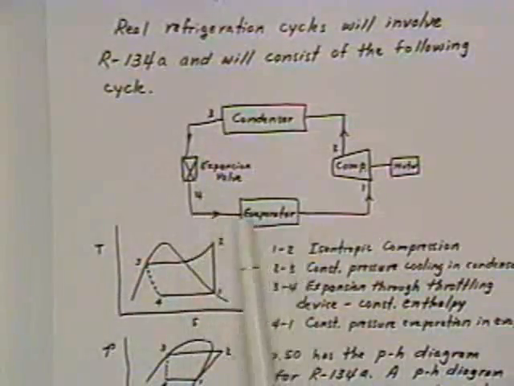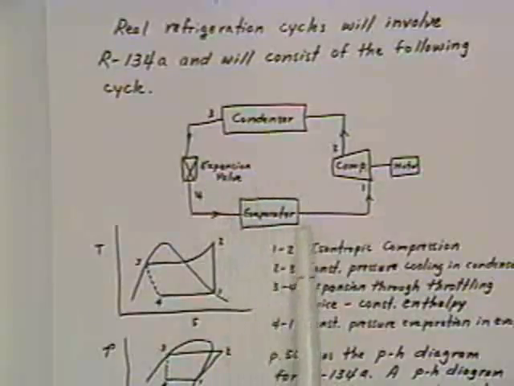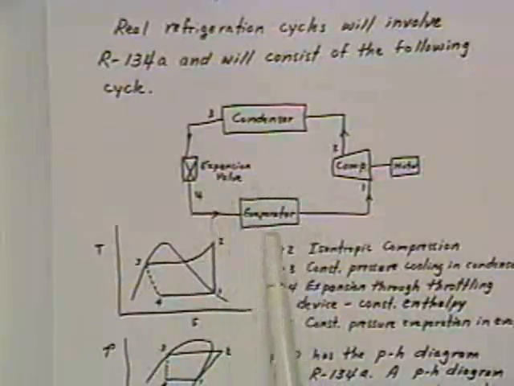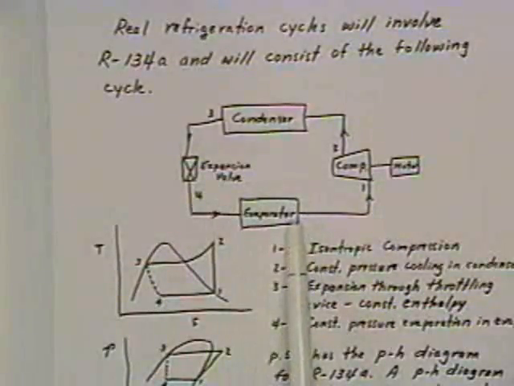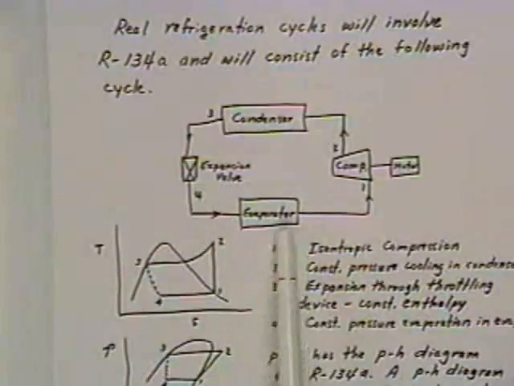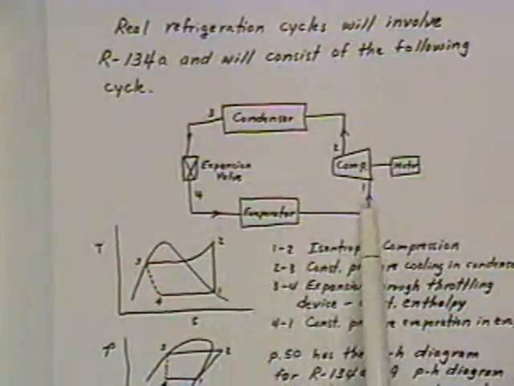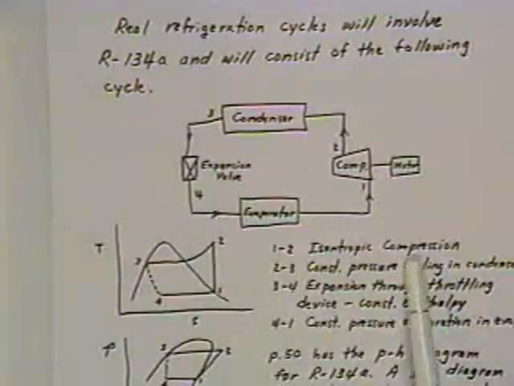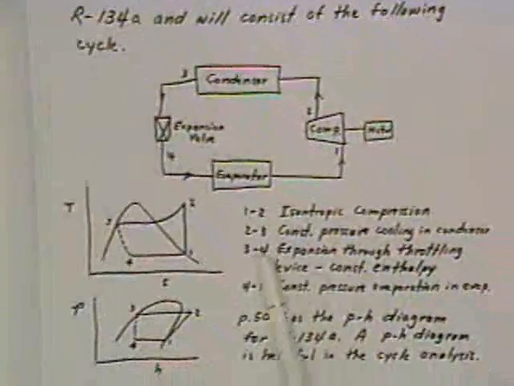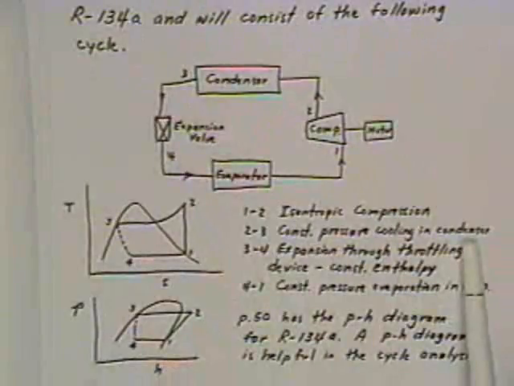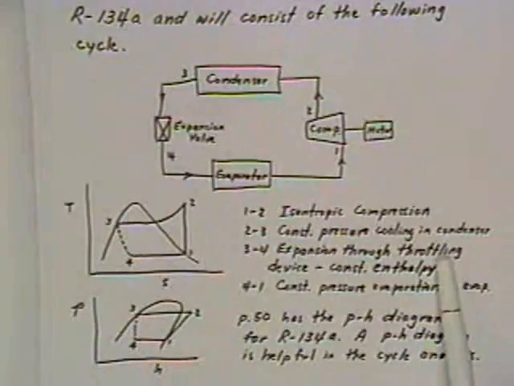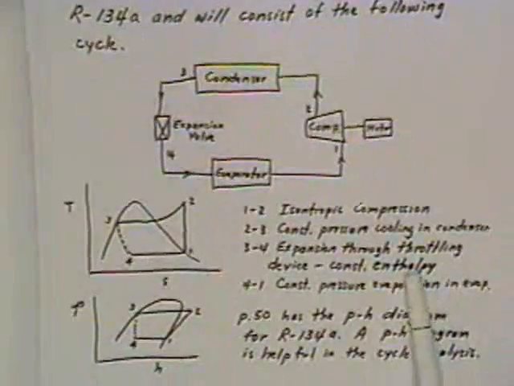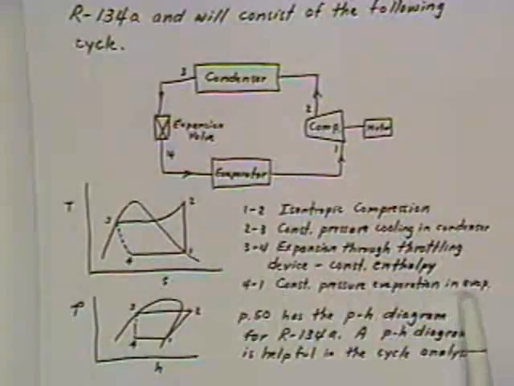And then it enters the evaporator, where, if you're in a cooling mode, all your useful cooling takes place, in the evaporator or the indoor coil, if it's your household air conditioner. And then from 4 to 1 is where the cooling takes place. So 1 to 2 is isentropic compression. 2 to 3 is constant pressure cooling in the condenser. 3 to 4 is an expansion through some sort of throttling device or expansion valve, and that's constant enthalpy. And then 4 to 1 is constant pressure evaporation in the evaporator.